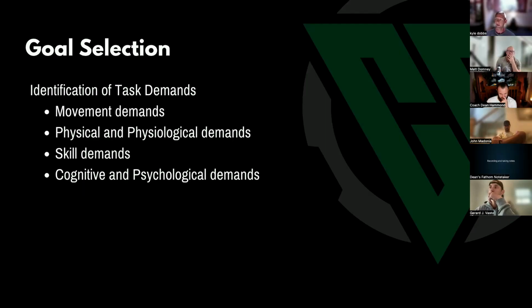Right. So again, these are things that we're looking at. These are things that we can build assessments around. Same thing with physical, physiological, skill, and cognitive. We'll go through these one by one here.